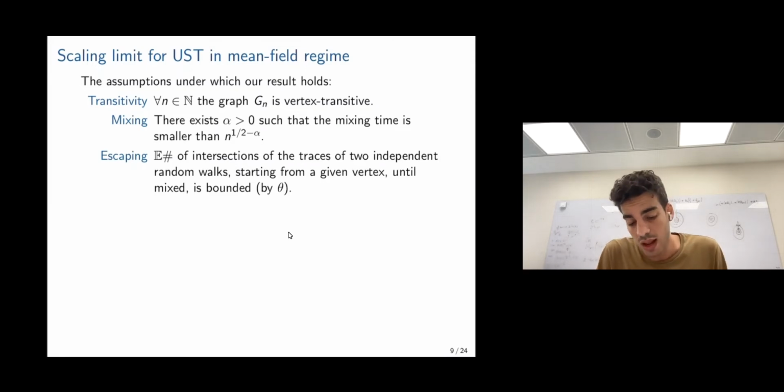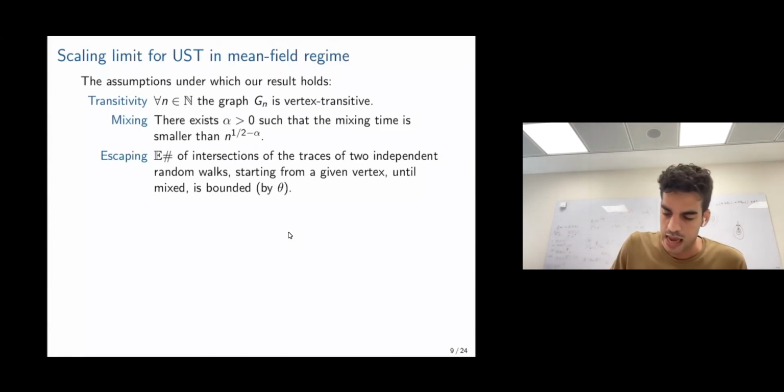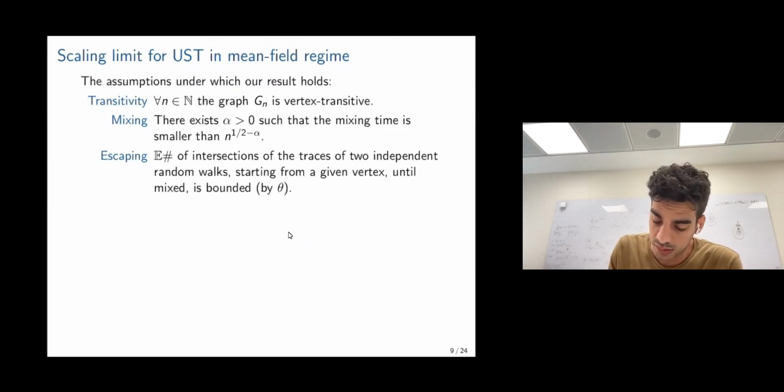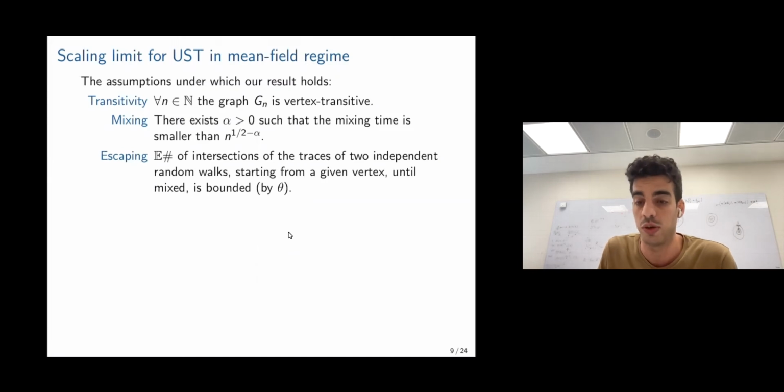And the other property is escaping. What we want to happen is that if we take two independent simple random walks starting from the same vertex, and we let them both run until mixing time, we look at how many times their traces intersect, and we want the expectation of the number of intersections to be bounded by some theta. Somehow we try to capture the notion of having a dimension larger than 4. This ugly thing is D. So I'll write it again.